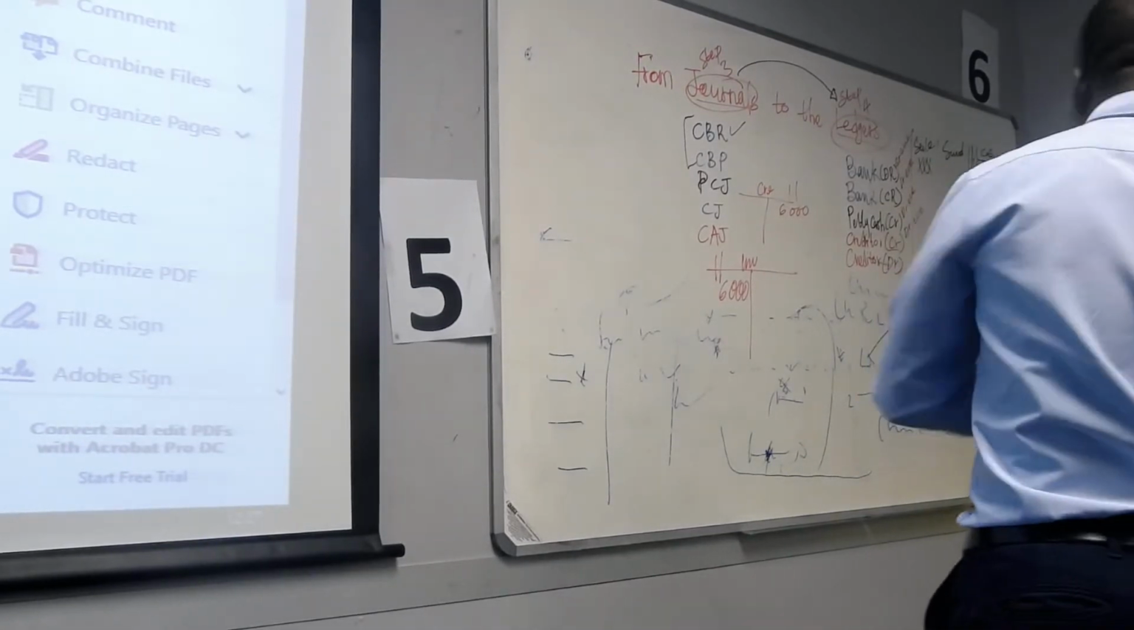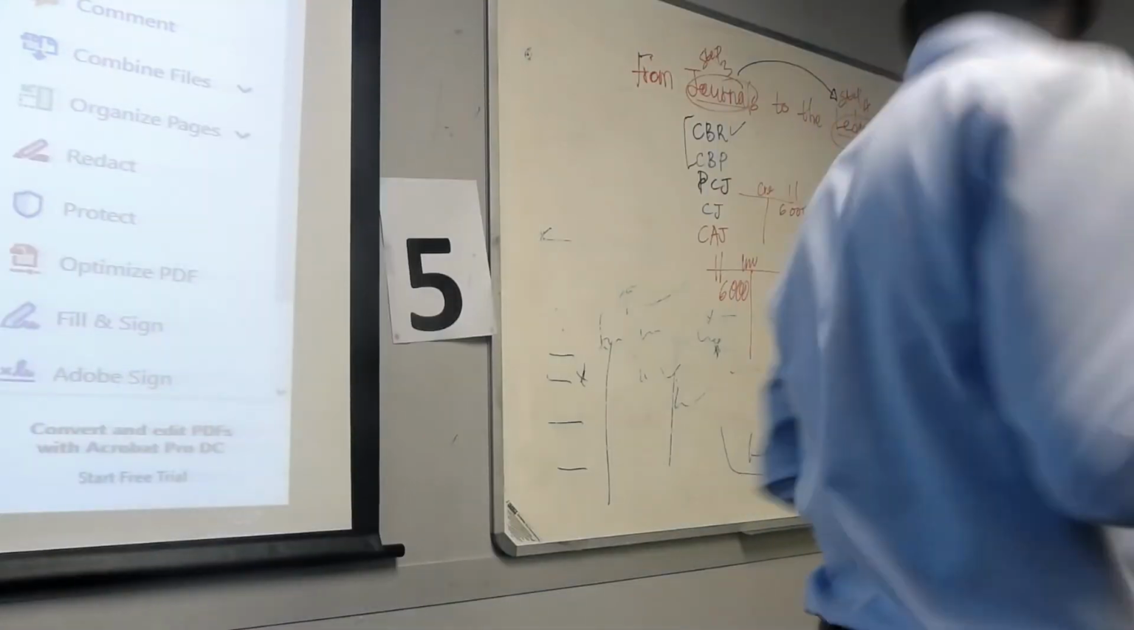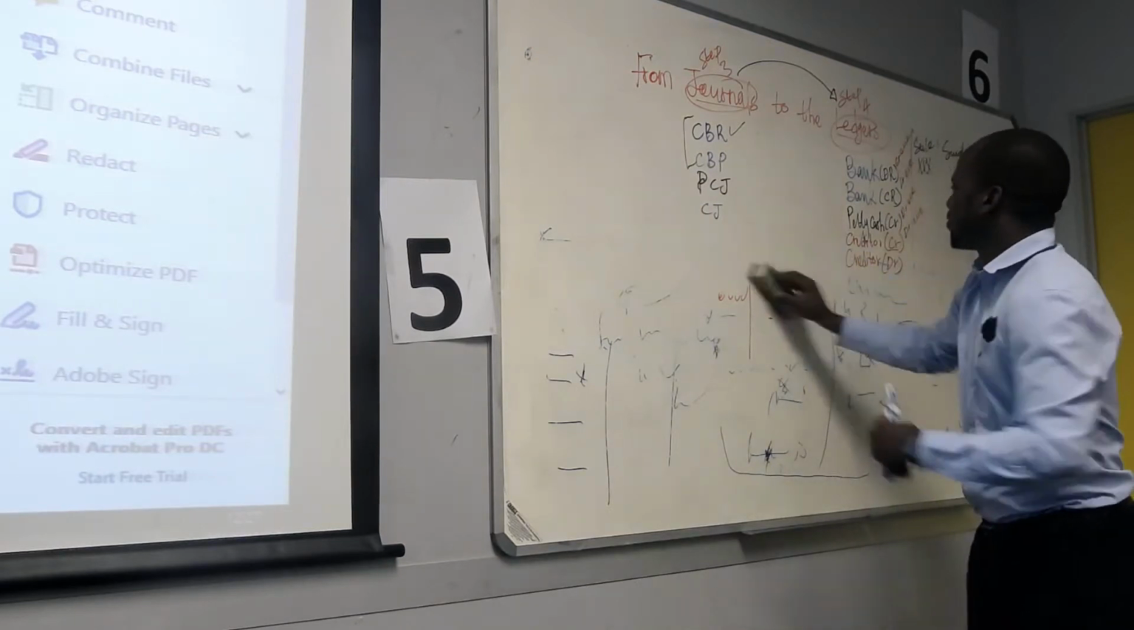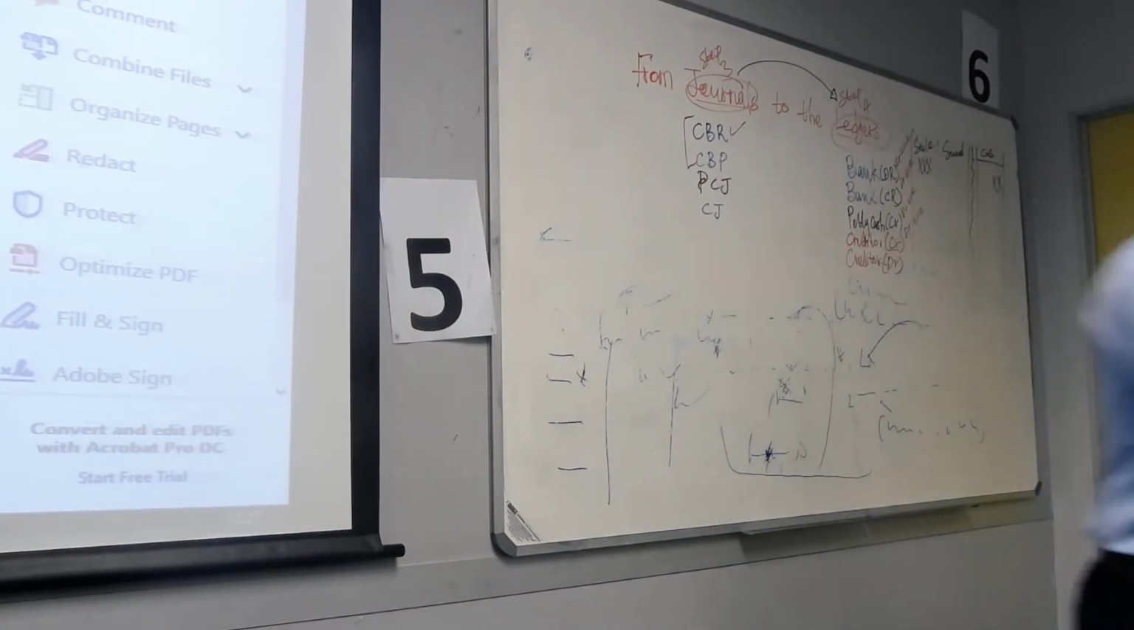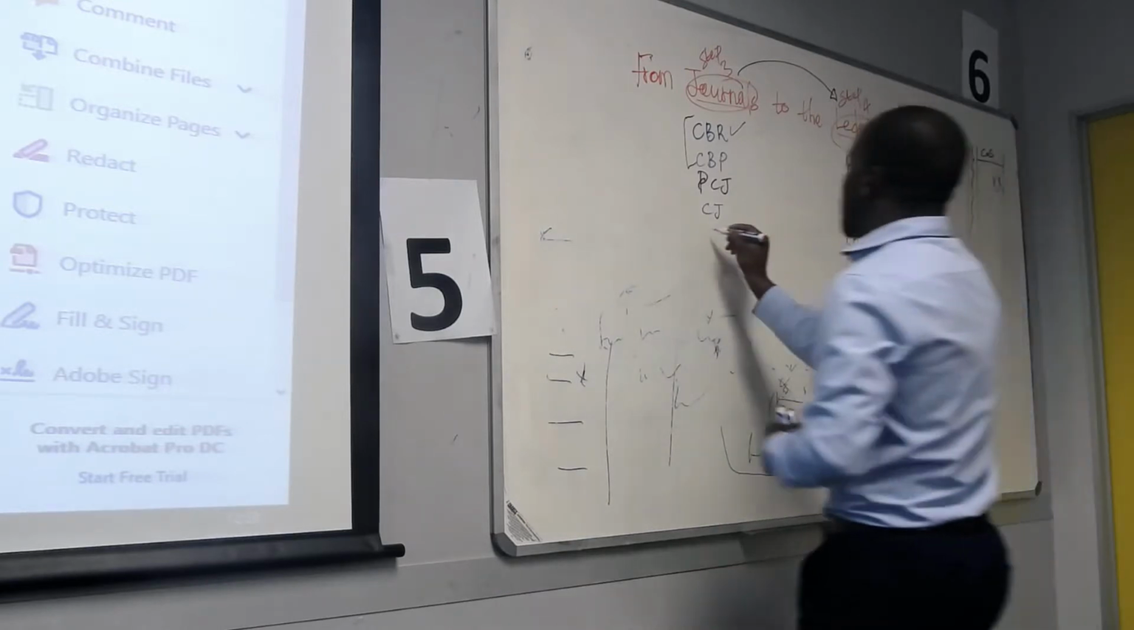Because our next table would be, we need the CAJ. After CAJ, what do we have?